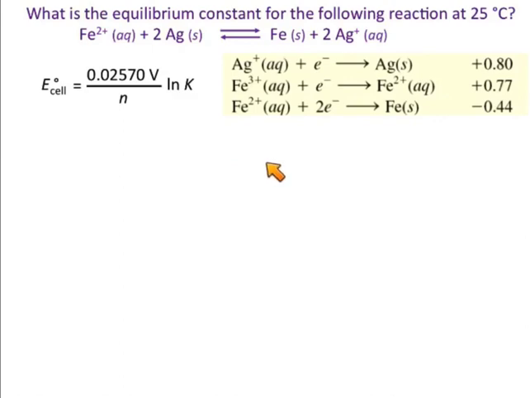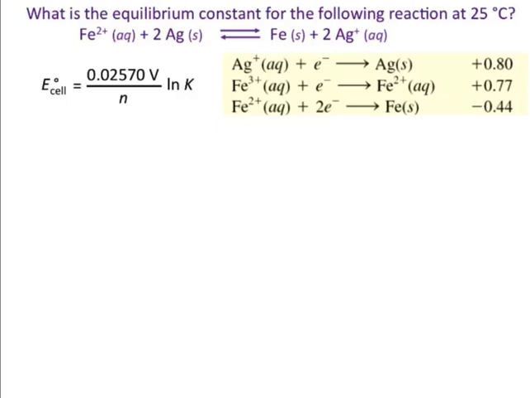Now we have to find E naught cell. So when we did this in a previous video, we looked at the numbers in the table, and we left the reaction on the top the same, and we flipped the one on the bottom. And we were doing that when we were asked to just make a spontaneous cell with a positive E naught cell, given these two half cells. Like, we could rearrange them however we wanted. But that's not what we're doing here.